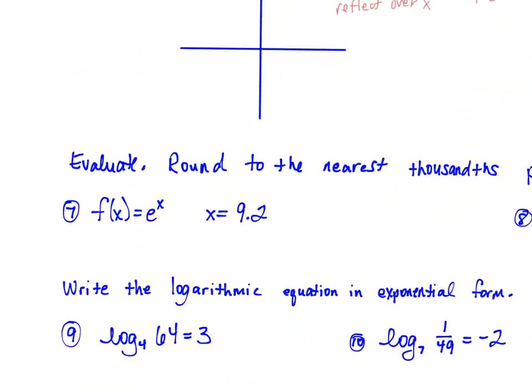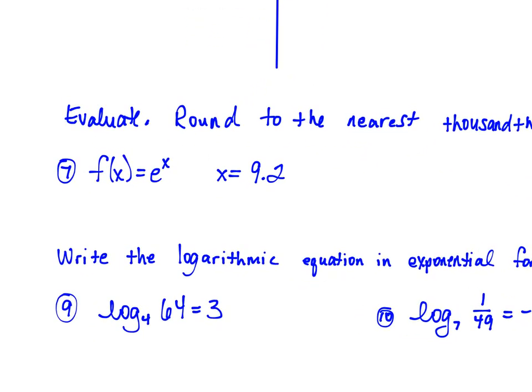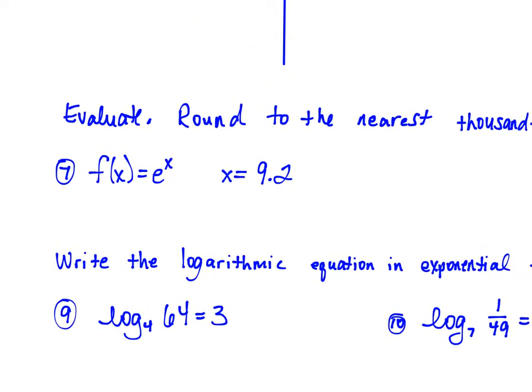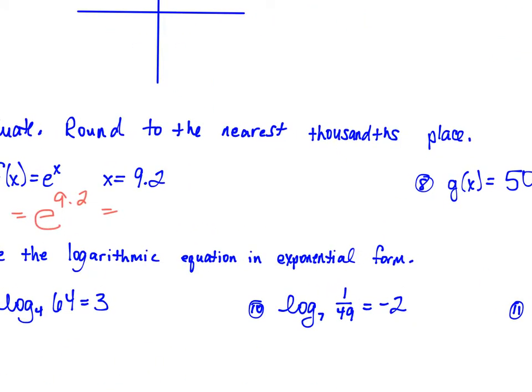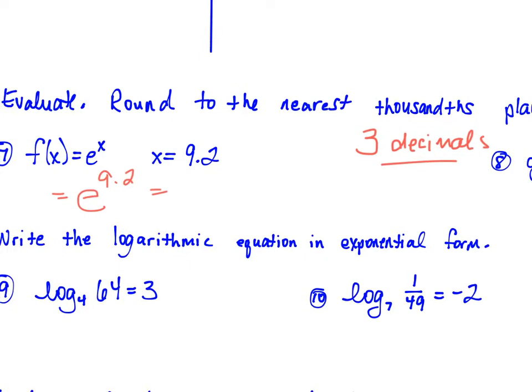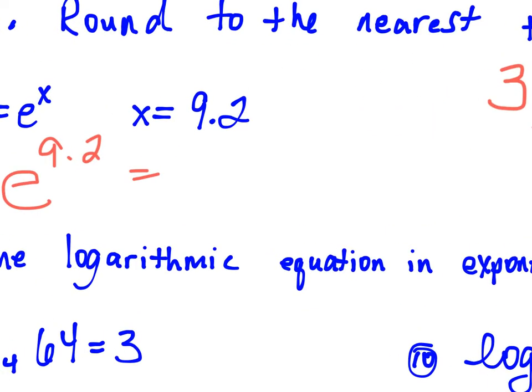All right, now if I have this, I'm going to evaluate. I have e to the x. You guys have a button on your calculator that says e to the x. So to show me your work, you would say e, and you would raise it to the 9.2. Round to the nearest thousandths place. What does thousandths mean? How many decimals? 3 decimal places. So what is e to the 9.2? 9897. Oh, you guys got to work on reading numbers.